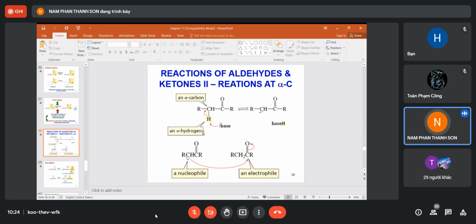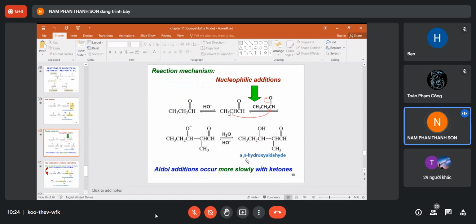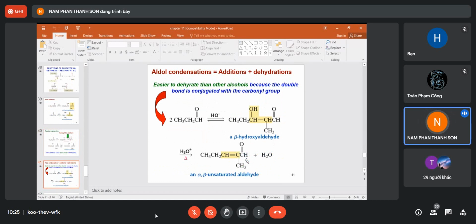So we can use a base to remove this proton. And after that, we have an anion. This carbon becomes negative, so it can react with whatever is positive. At the alpha carbon, there are many important reactions, but in our program, we just study one reaction. That is the aldol condensation reaction.